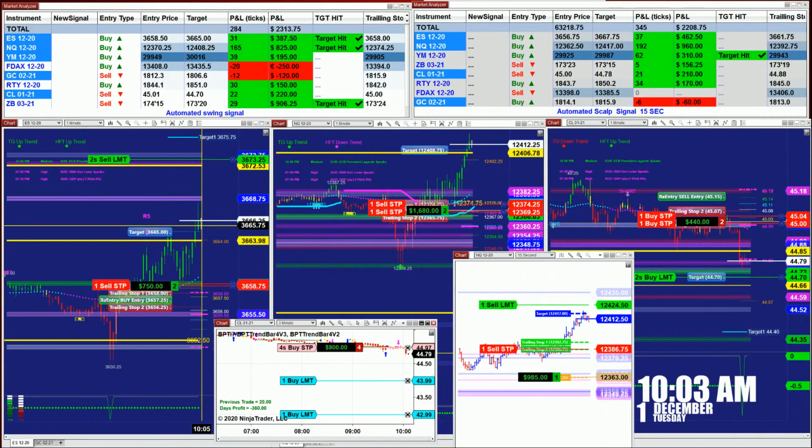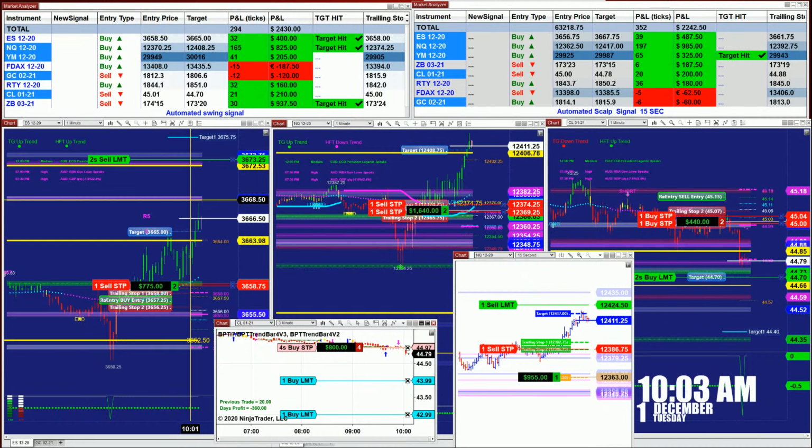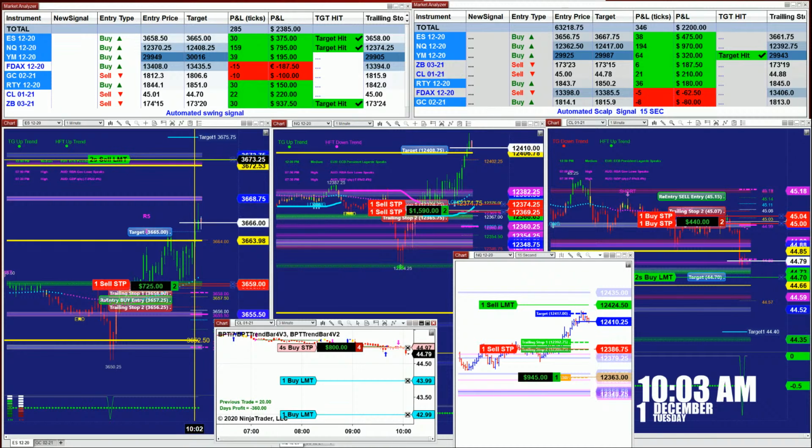There's just a pullback, guys. There is no short. I don't see any short. This is the heavy re-entry, heavy support area. It's 3659.50. And most likely by 12 o'clock, we should be hitting 3673.